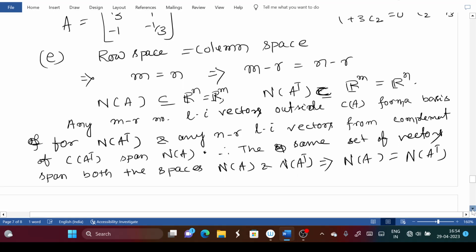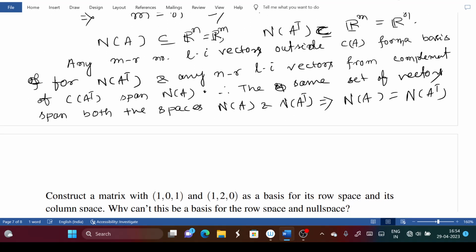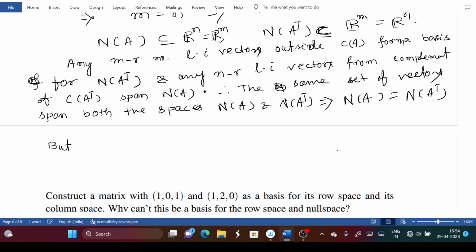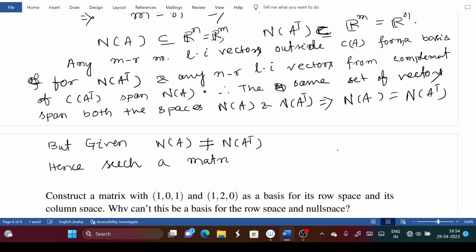But given N of A is not equal to N of A transpose. Hence, such a matrix cannot be constructed.